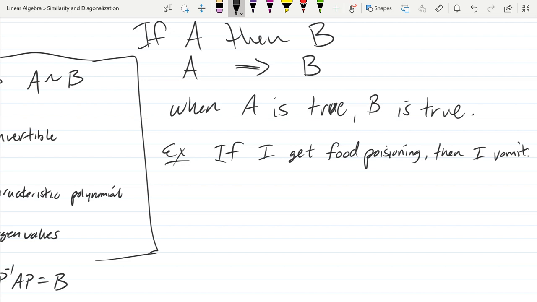What if you knew that I didn't vomit for a whole year? What could you conclude? I couldn't have had food poisoning, because if I did, you would not have observed vomit for a year. So that is what we call the contrapositive. It's logically equivalent.